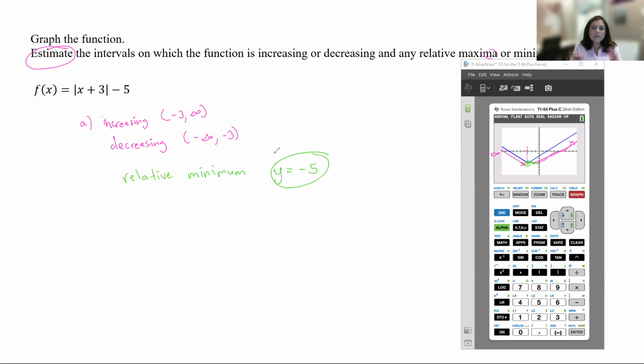So for increasing, decreasing from left to right, that's where we use the x-axis to describe. To find the relative max or min, we're using the y value. The relative minimum is y equals -5. And you might be asked to determine where it occurs. And this occurs at x equals -3.